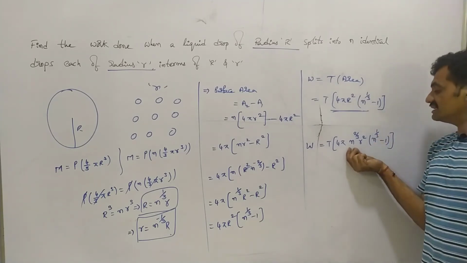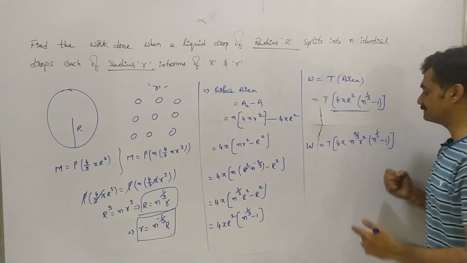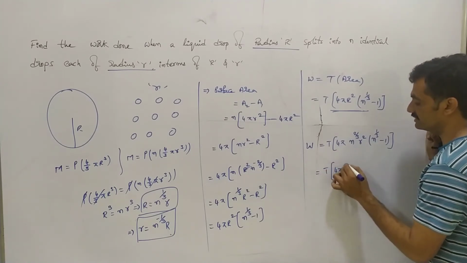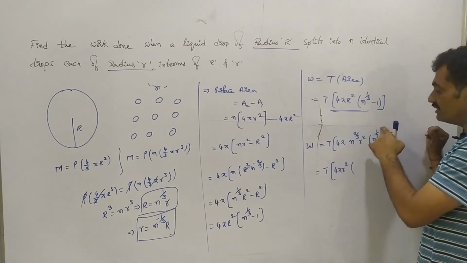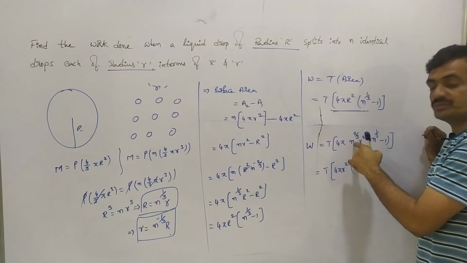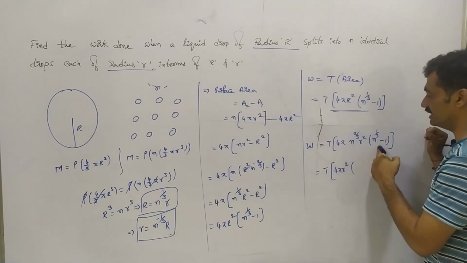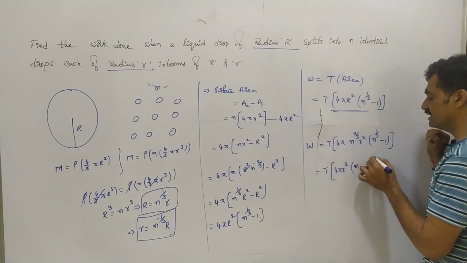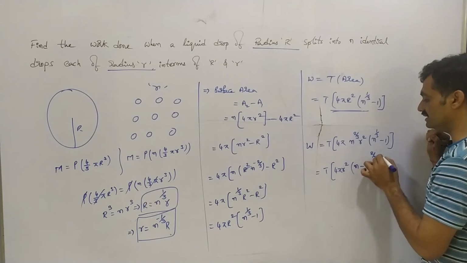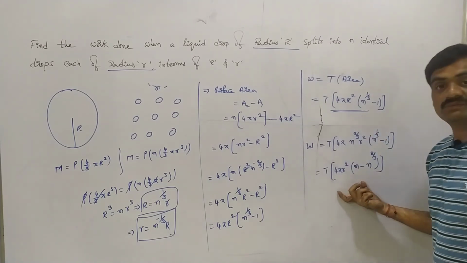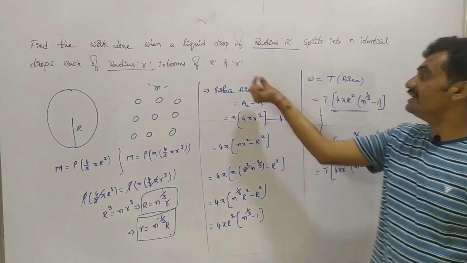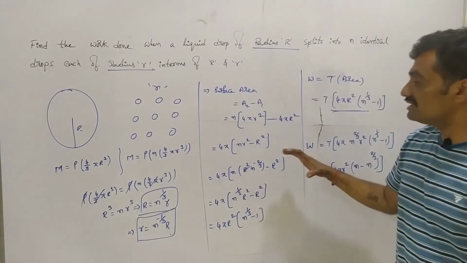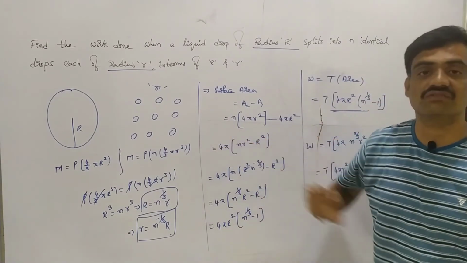So when we multiply this n to the power of 2 by 3 inside, then T into 4 pi r square. Observe that n to the power of 1 by 3 plus n to the power of 2 by 3, because bases are same, powers can be added: 2 plus 1, nothing but 3 by 3, nothing but n, minus n to the power of 2 by 3. So this is the expression for work done in terms of small r when a bigger drop is split up into smaller drops. We can also represent the expression in terms of volume.